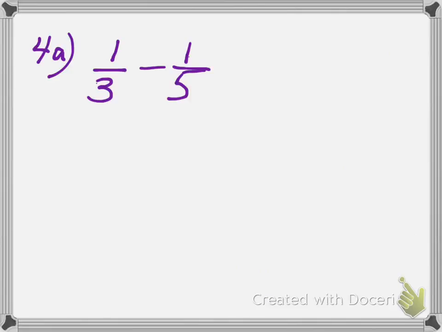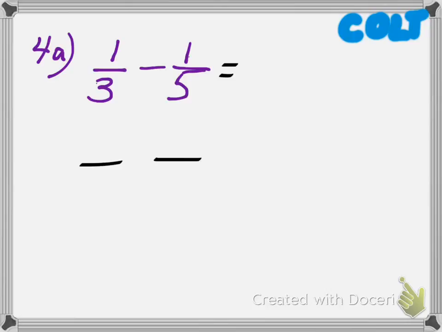For number 4, it simply tells us to simplify, and that simply means give a simple answer to these. So we're going to go through, and this is adding and subtracting. And adding and subtracting goes with combining only like terms. So if you're going to add something, they have to be similar. So that means we have to have a common denominator for these.